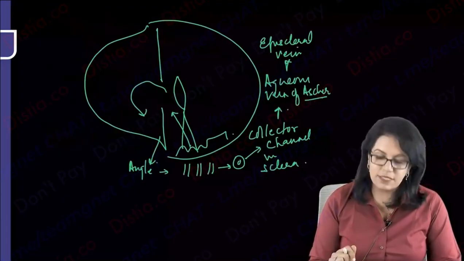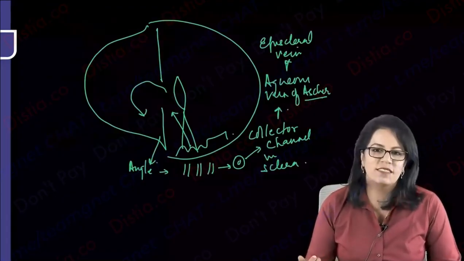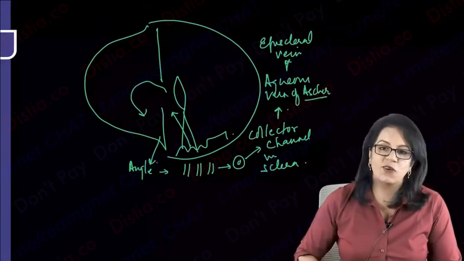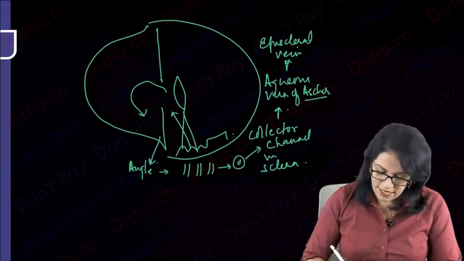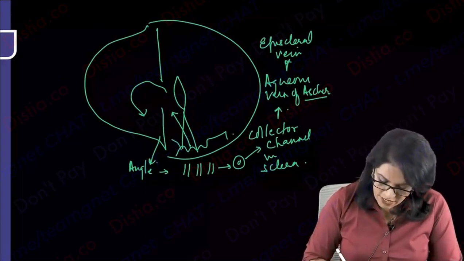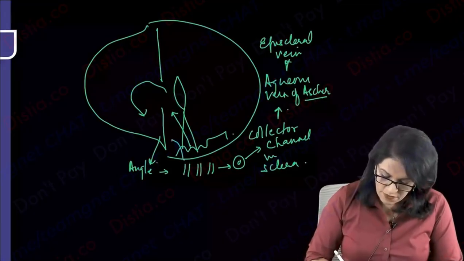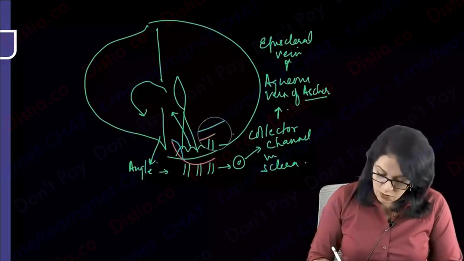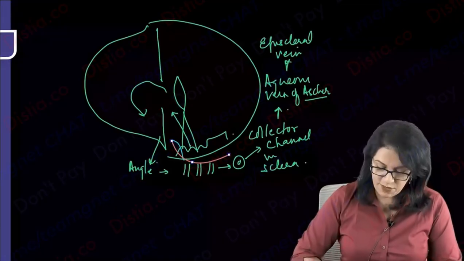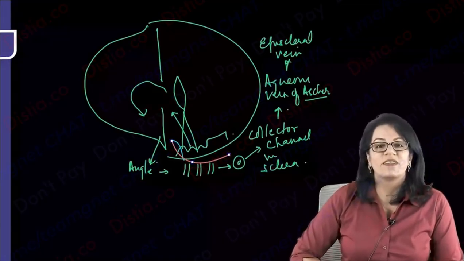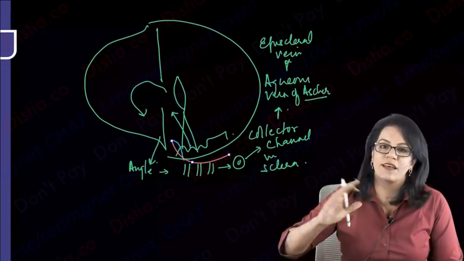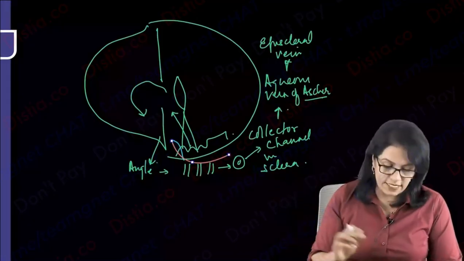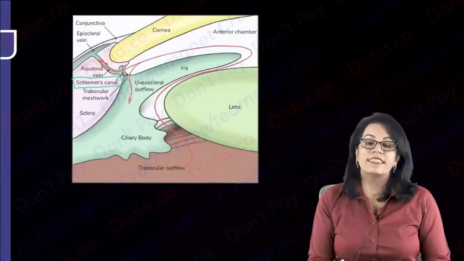So when you say uveoscleral outflow, common sense, uvea and sclera. Instead of taking such a long route, I am smart enough, let me cross the uveal tissue and the sclera, right? And through the suprachoroidal space, I am going to finally get absorbed in the blood system, right? So that is what uveoscleral outflow is. Let's have a look at the slides. Yeah, let's see this slide.